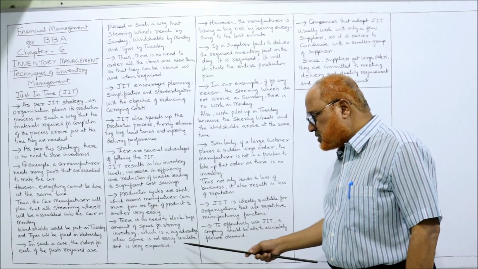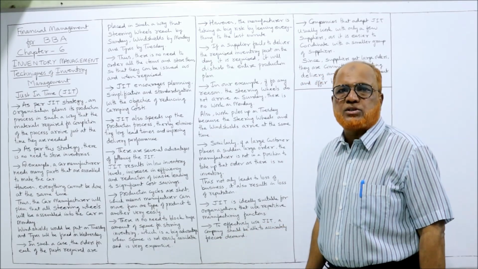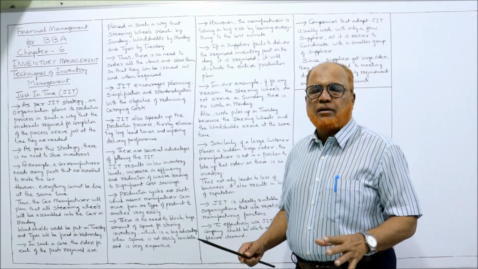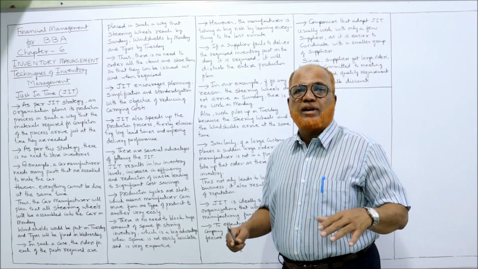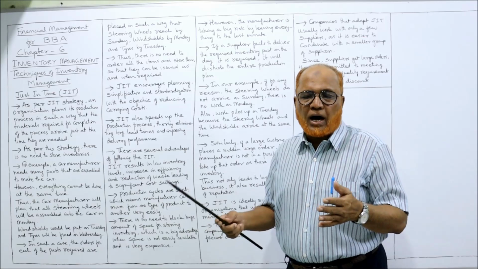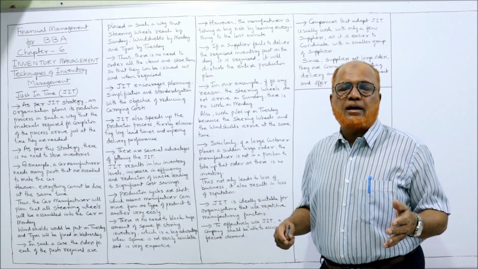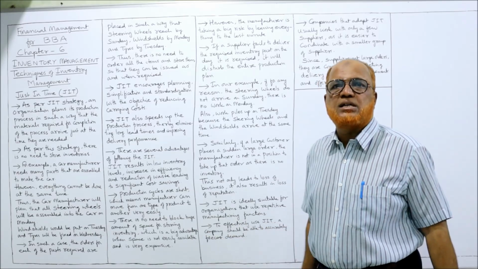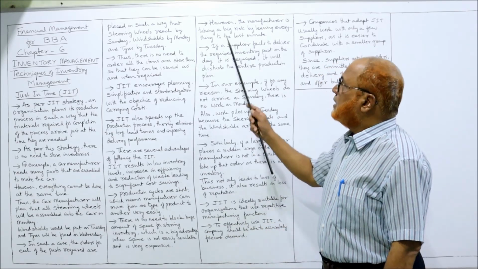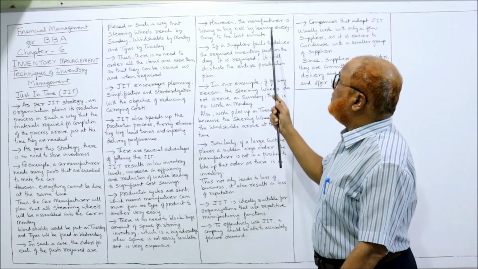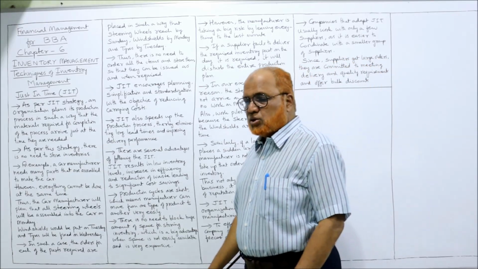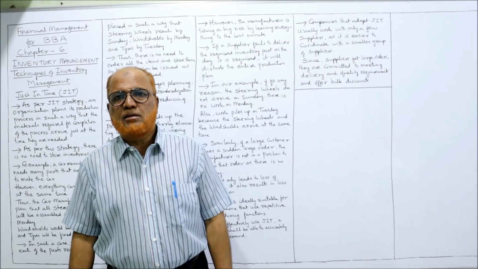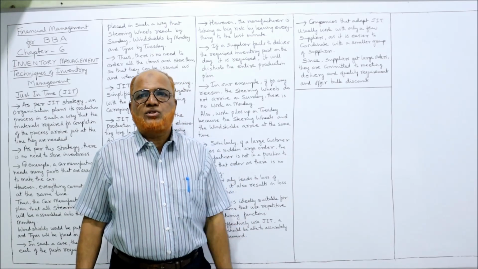When space is not easily available, it is very expensive. Normally, it will be applied where the space is very costly. That means to take storage space on rent will be difficult. So in that case, JIT will be easier. Now, however, the manufacturer is taking a big risk. So far, we have seen the advantages. Now, what are the limitations of JIT?